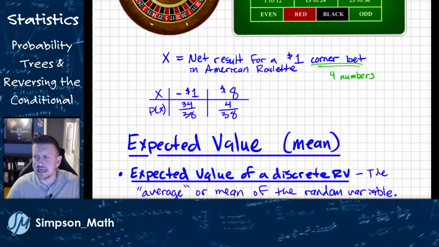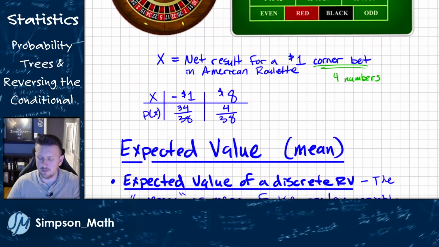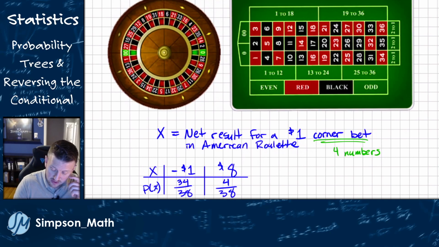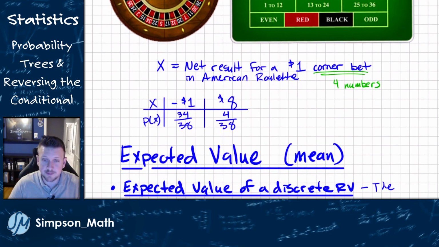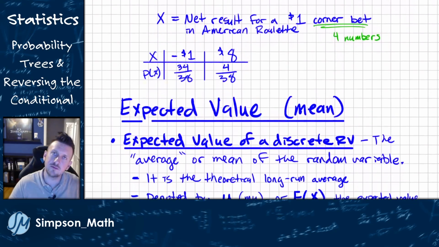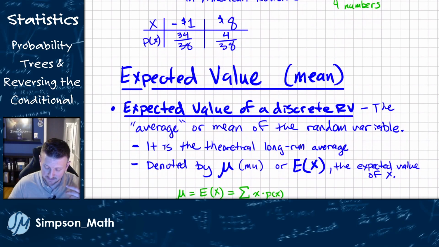So let's say I sit there placing just $1 corner bets over and over. It could be the same corner, or it could be different. It could move around, doesn't matter. But as long as I just keep placing $1 corner bets over and over again, on average, how much do you think I would win or lose per round? Well, let's basically find the mean. In random variable talk, we call that the expected value.